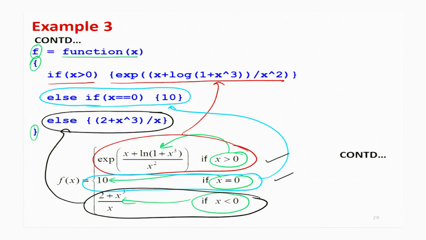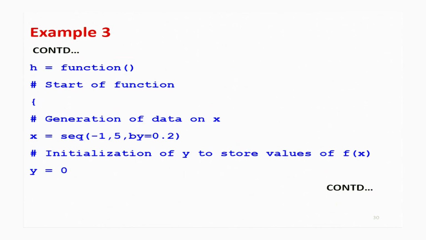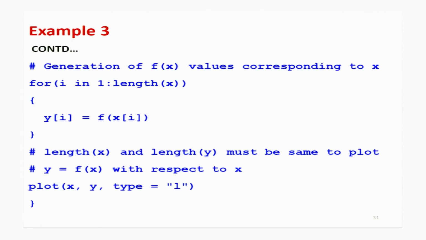Now you need to write down the program that shows how you can create the curve between x and fx. So for that you define x and then the plot command. So I define here a new program h, and then I start the program. First I have to generate the values of x. So I use the command sequence from -1 to 5 by 0.2, and then I define the value of fx as y, initialize y equal to 0, and then I have to compute the value of fx, that is y, for each xi.